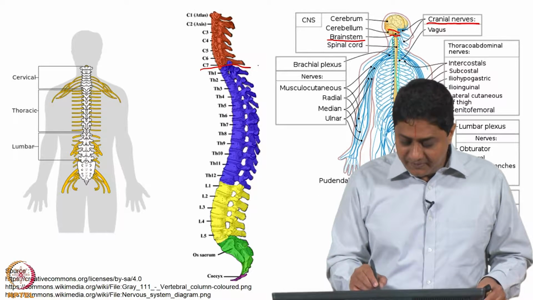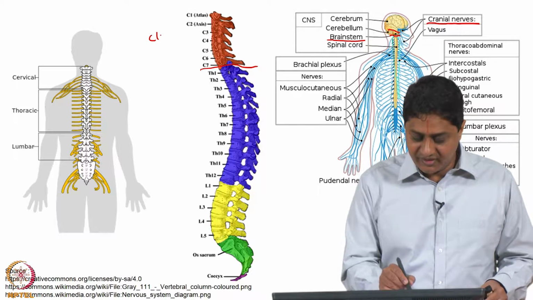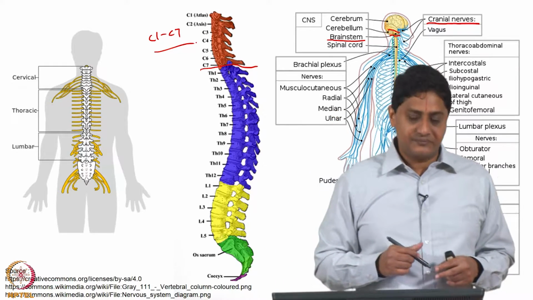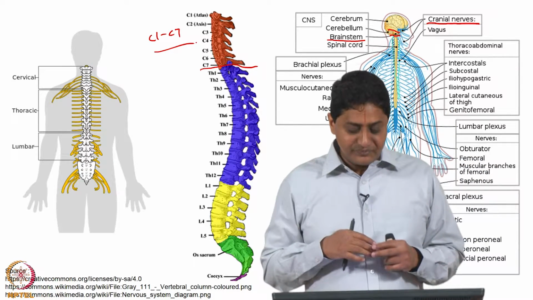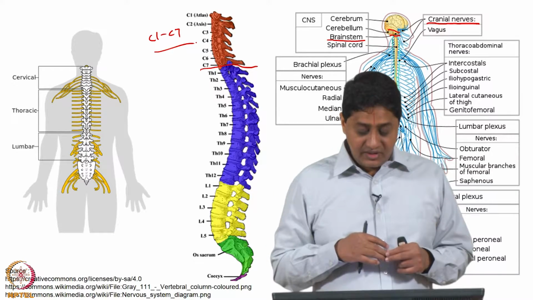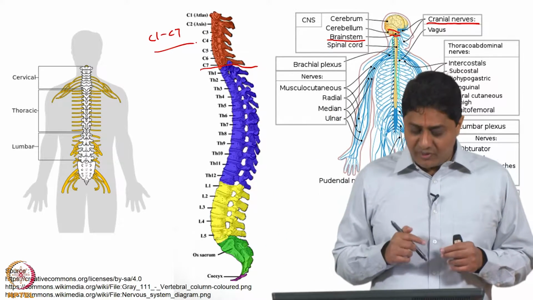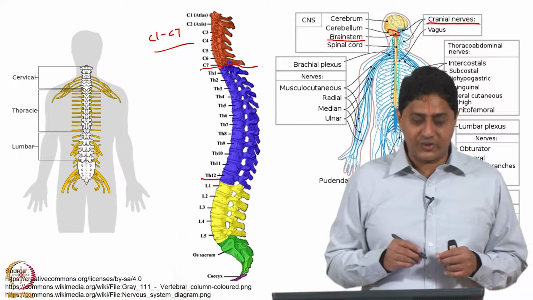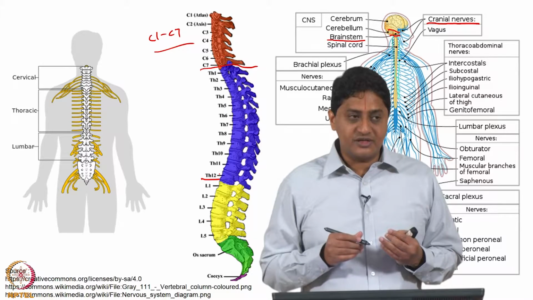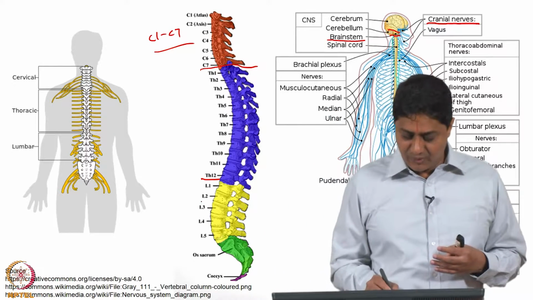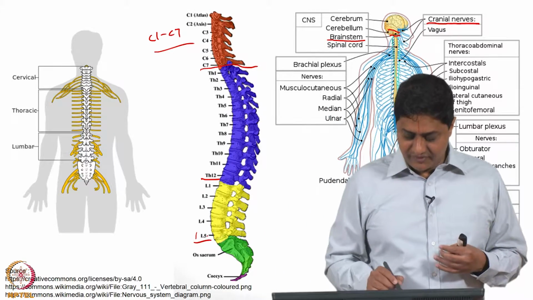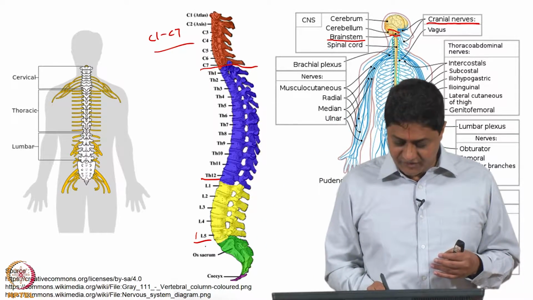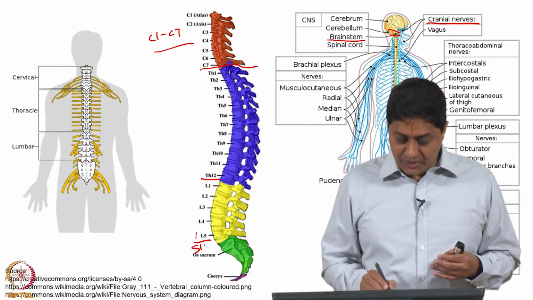7 of these vertebra together from C1 to C7 together are called the cervical vertebra. These are located in the neck, okay. They are located in the neck, C1 to C7. Below C7 you have 12 thoracic vertebra, T1 to T12, and below the thoracic vertebra you have 5 lumbar vertebra, L1 to L5, and below this, depending on classification, you have S1 to S5 or just S1.